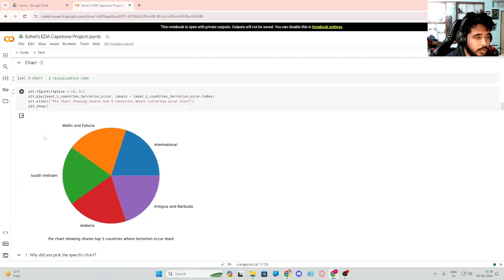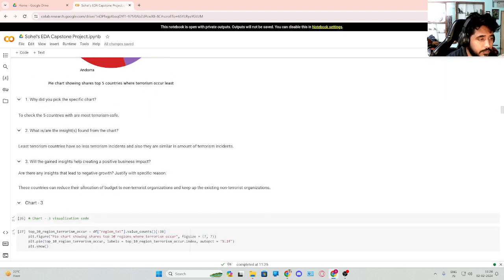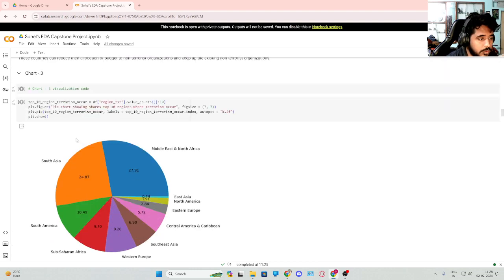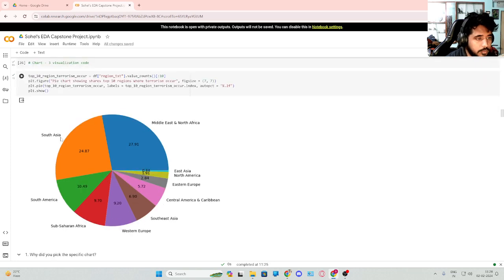Now for chart 2 we are plotting the least 5 countries where terrorism occurs. The terrorism is so low that they seem to be sharing equally. So let's go with chart 3. Here we are plotting the regions where terrorism occurs, and we can see that the Middle East has the highest share of terrorism, 27%, followed by South Asia, and the rest.